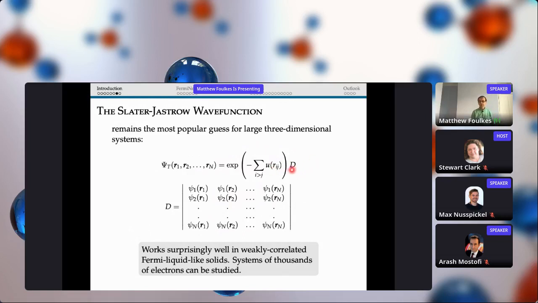Because in the determinant, although exchange is there and spin-parallel electrons can't get on top of each other, spin-antiparallel electrons can, and that costs energy. So this builds in correlation in a very simple-minded way. And you have some parameters in the determinant, and this is called a Jastrow factor, and you optimize them. The nice thing about this is it works okay in weakly correlated Fermi liquids. You can study systems of thousands of electrons, and it's incredibly simple. You can code it in about half an hour, except for all the fiddling around with wave functions anyway.